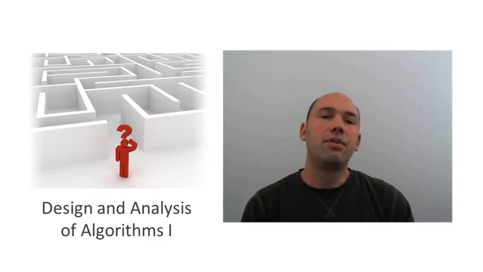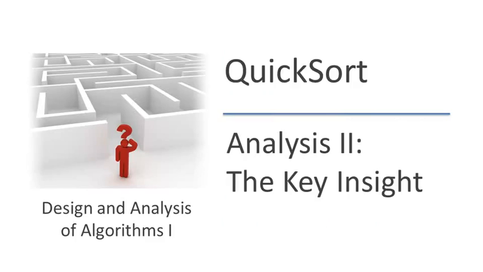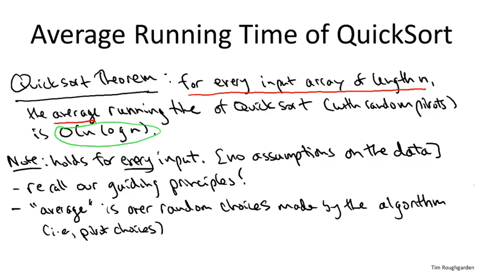This is the second video of 3 in which we prove that the average running time of randomized quicksort is big O of n log n. So to remind you of the formal statement, again we're thinking about quicksort where we implement the choose pivot subroutine to always choose a pivot uniformly at random from the subarray that it gets passed. And we're proving that for a worst case input array, for an arbitrary input array of length n, the average running time of quicksort, where the average is over the random pivot choices, is big O of n log n.